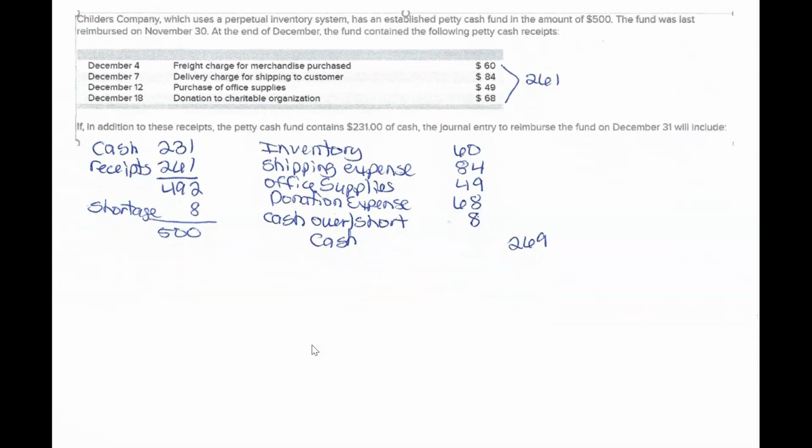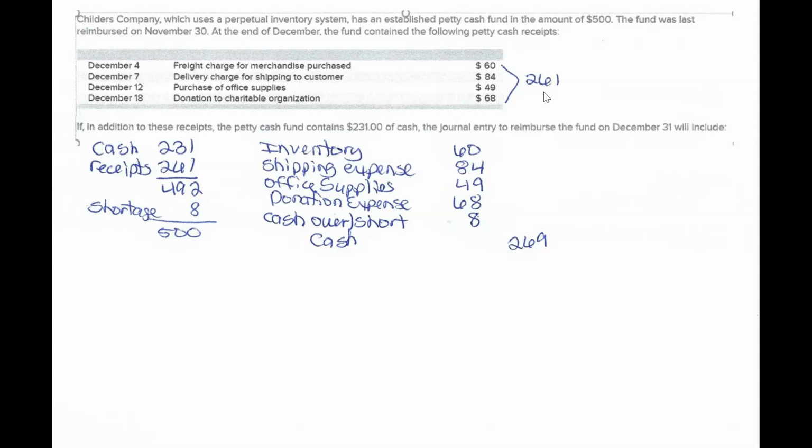Okay, one more on petty cash. Childers Company, which uses a perpetual inventory system, has an established petty cash fund in the amount of $500. The fund was reimbursed on November 30th, and now it's the end of December, and this is what we have. We have 4 separate receipts in there. We have one for $60, which is freight charge. We have $84 of delivery. We have $49 of office supplies and $68 of charity. If in addition to these 4 receipts, which add up to $261, the cash fund contains $231, what's the journal entry?